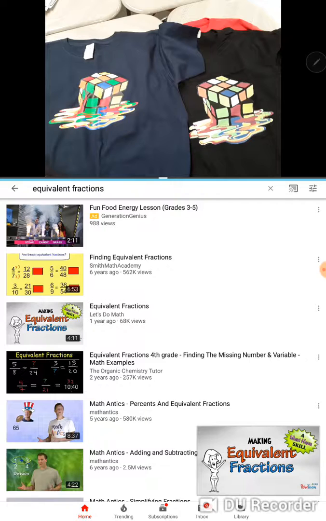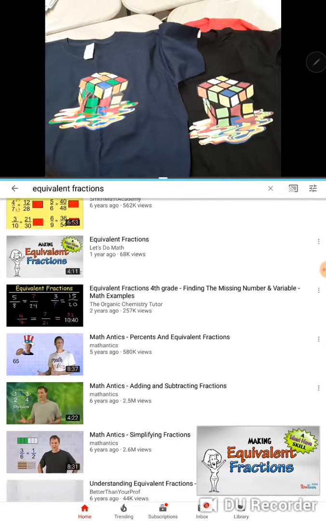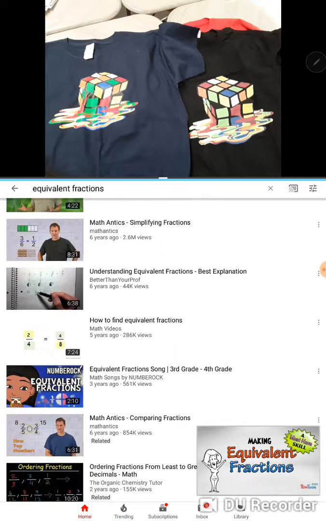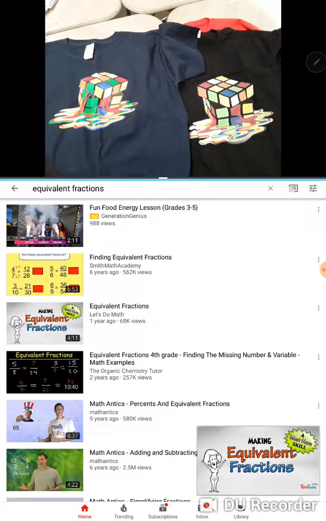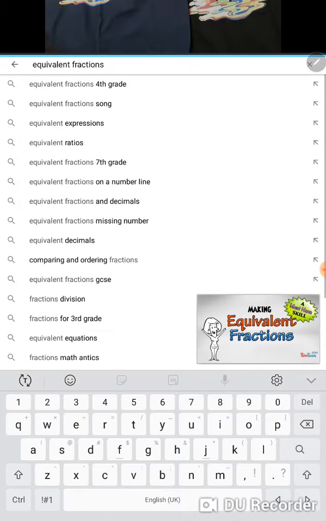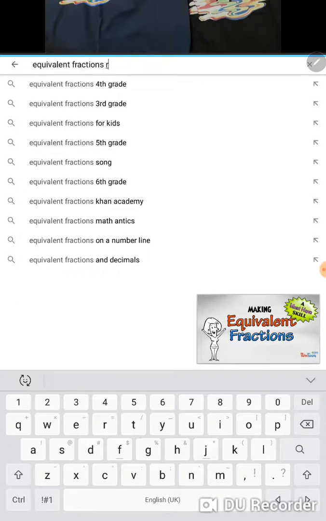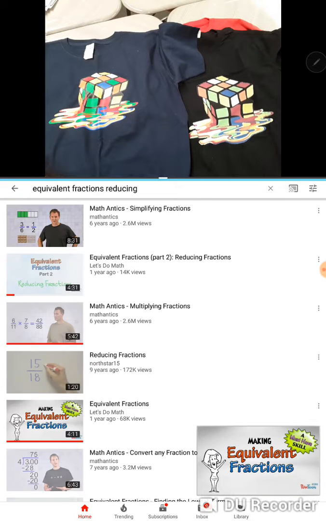Just need to go back. I think it's right. Uh-oh, where did reducing fractions go? Thought I had it. Okay, you got to give me a second. Can I search in here? I think I can. Equivalent fractions. Reducing. Hopefully this works. I thought it was going to pop up automatically, so give me a second. Searching. Part 2. This one right here, yes.